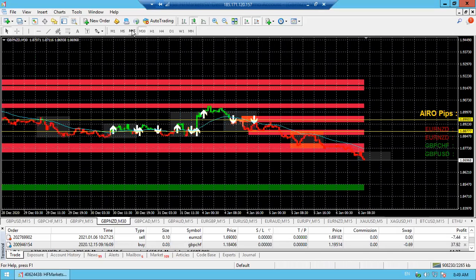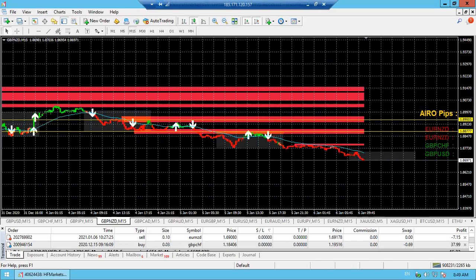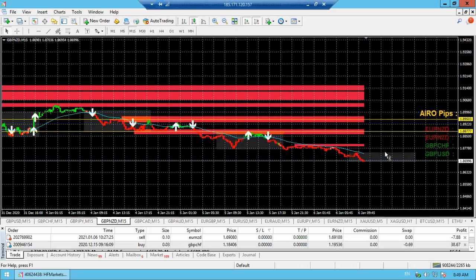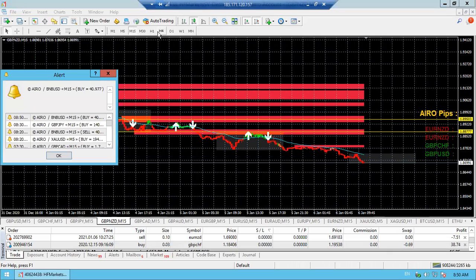The next support is 143 pips. Let me see if I can find any on 15 minutes. No, none to be found. So, okay, let's get some trades. This BNB, I don't need any BNB. That's crypto.